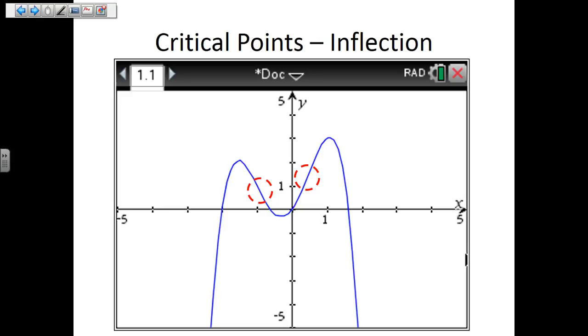Now when we get into calculus, we have a great method for actually finding the inflection points. I'm not going to ask you to locate any inflection points, but I do want you to have heard the term. I do want you to be somewhat familiar with the idea of concavity, and those points where it changes concavity are our inflection points.